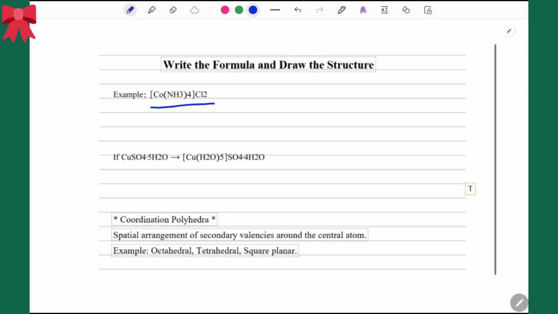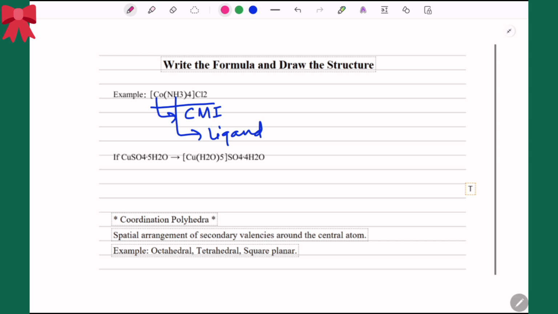We have [Co(NH3)4]Cl2. In this example, the central metal atom is cobalt. This is an ion, so I'll write CMI. Ammonia is a ligand, which is neutral. Chlorine is outside the square bracket, which means it is the counter ion and it is not a ligand.